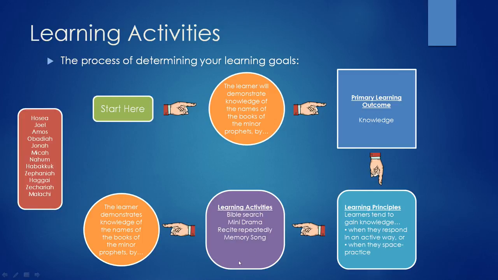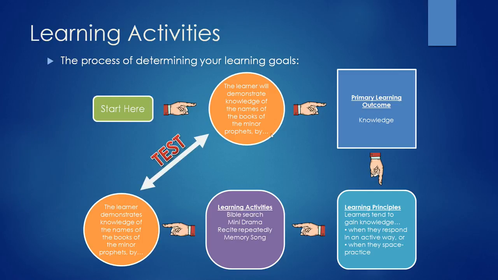So we would create a curriculum and a lesson plan that would take into account a series of learning activities based on these principles that would then bring us closer to this goal. And of course that goal would have to be tested to make sure that it matches what we were trying to accomplish. So in this case we would have the students one at a time stand up and repeat the names of the books of the minor prophets. Okay, does that make sense?